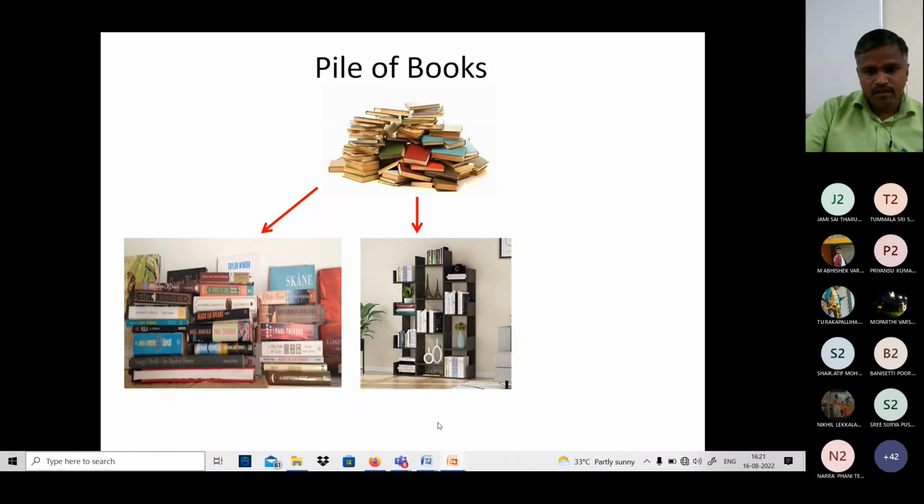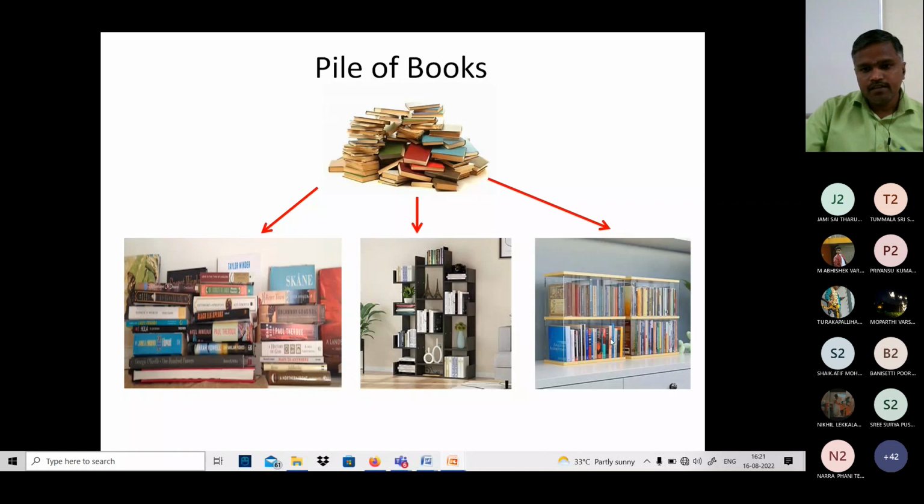Here you see the second picture. You may store programming language books in one rack, network related books in another shelf, machine learning related books in another shelf. Like that, you can store in different manners. You see the difference between arranging the books, different structures of arrangement. And third one, you look at here, this is another structure.